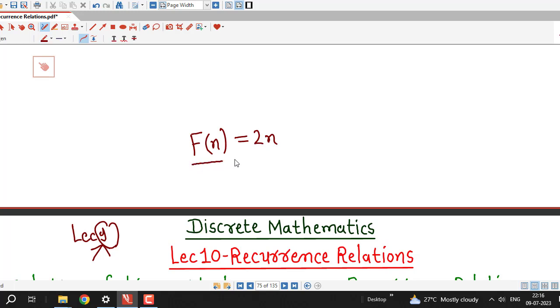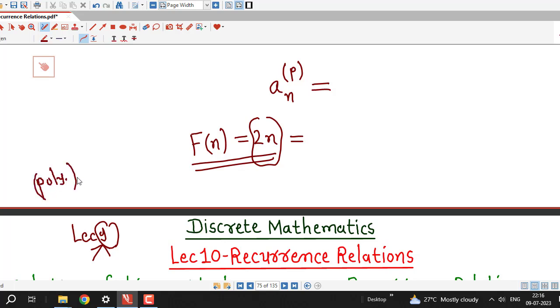So first we have to decide the form of particular solution, and that form of particular solution depends on the function f of n. Now as we have discussed in lecture number 9, first we will write our function as the product of polynomial and nth power of some constant, say s raised to n.